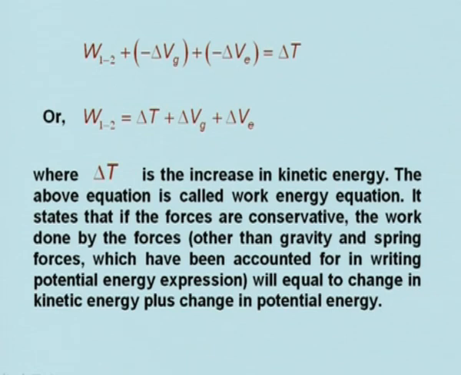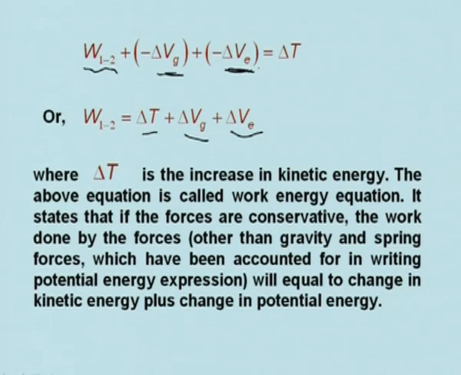The total work done on the body is W12, the work done by some other forces, plus the work done by gravity, minus delta Vg, where delta Vg is the increase in the potential energy due to gravity, and minus delta Ve, where delta Ve is the increase in the potential energy due to the spring. That is equal to delta T, or W12 is equal to delta T plus delta Vg plus delta Ve.